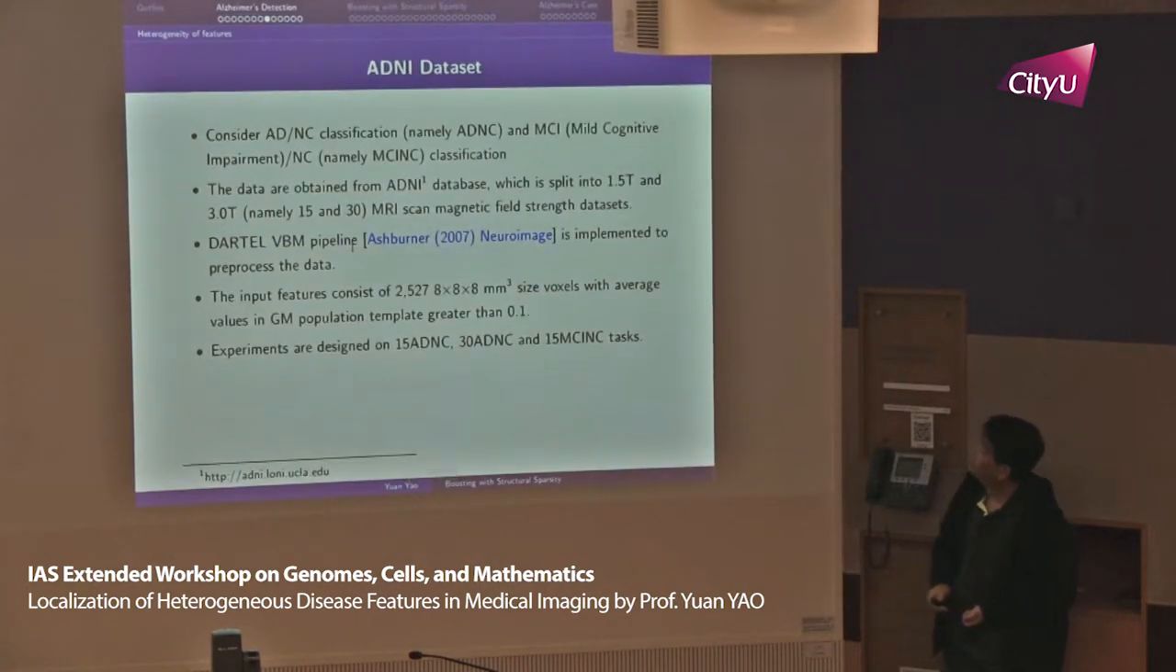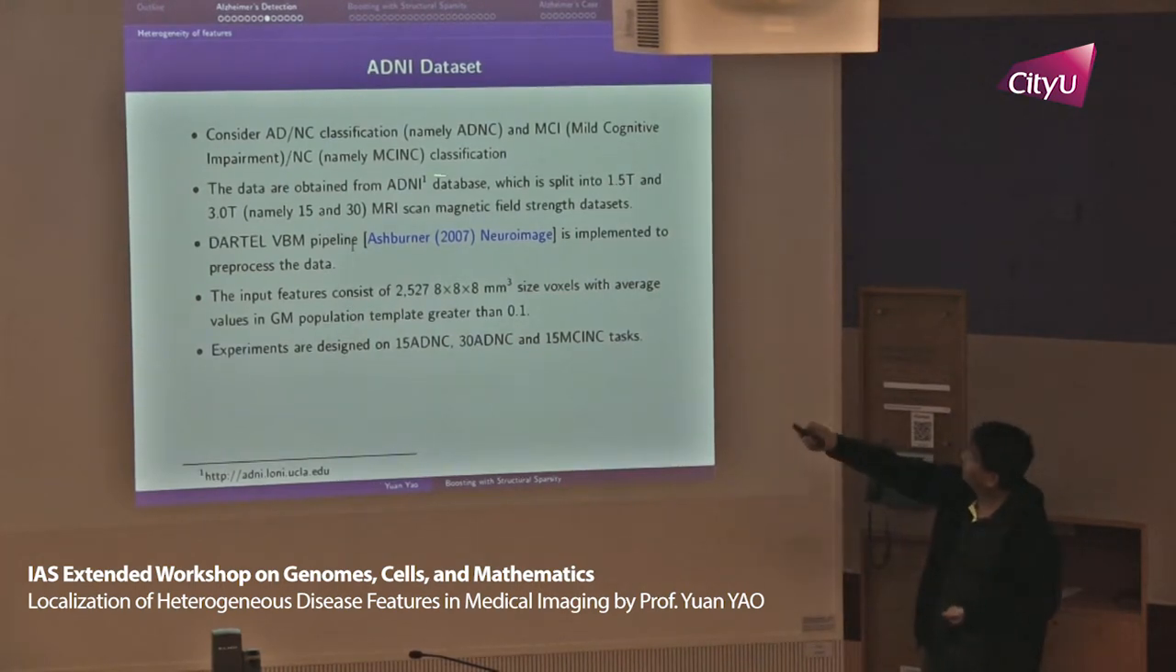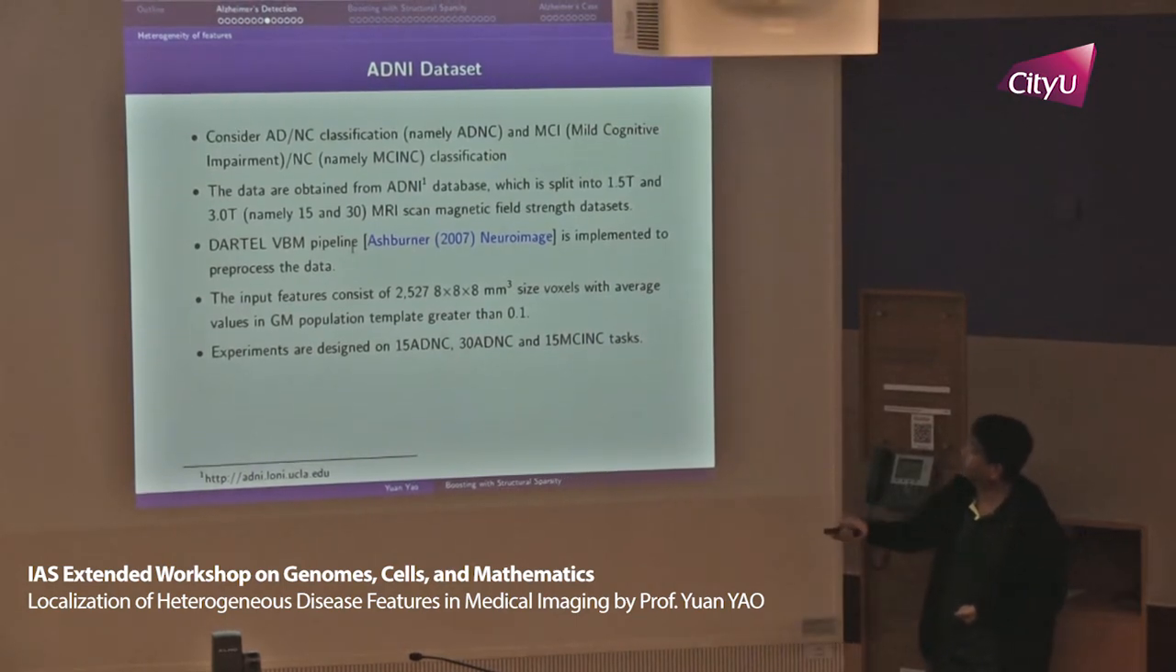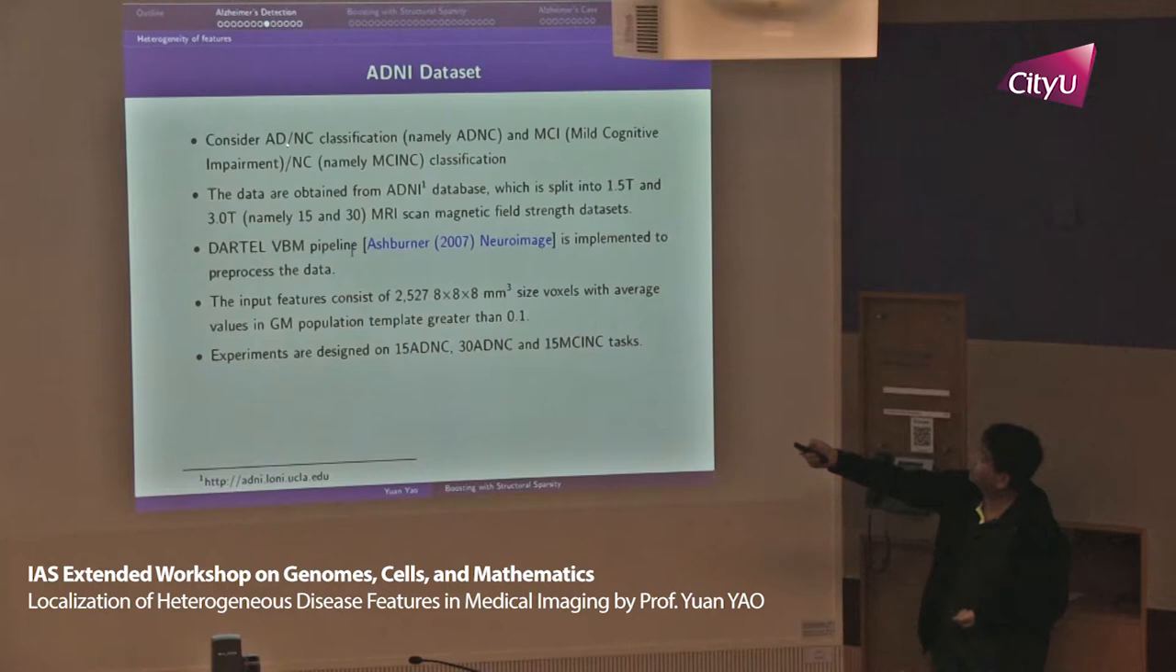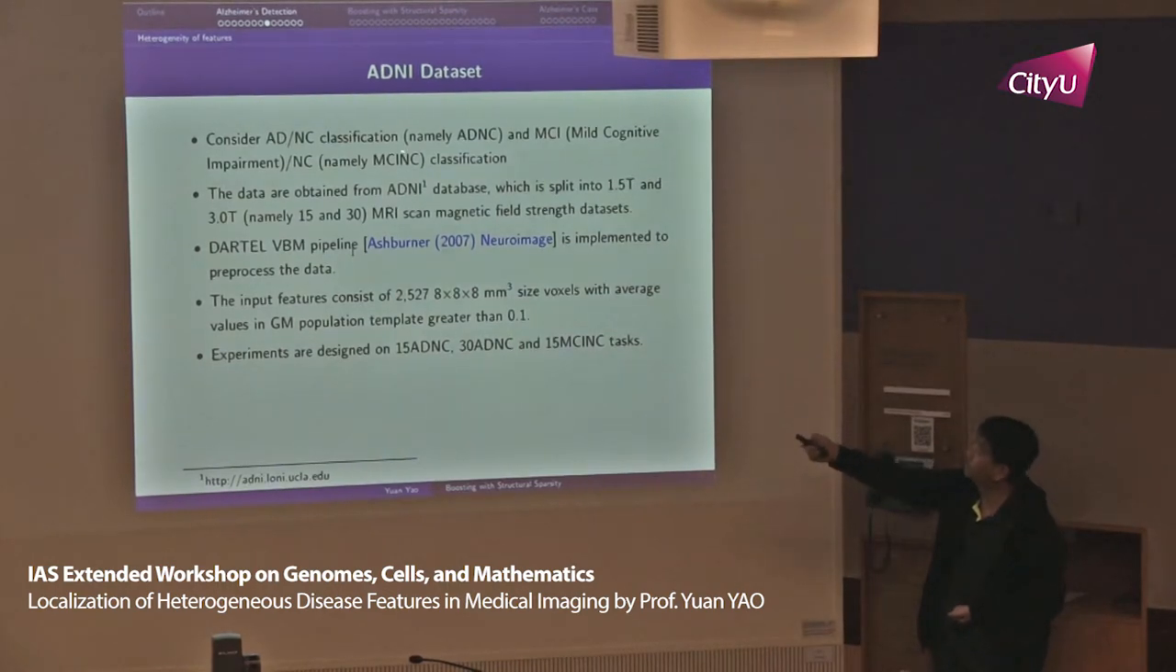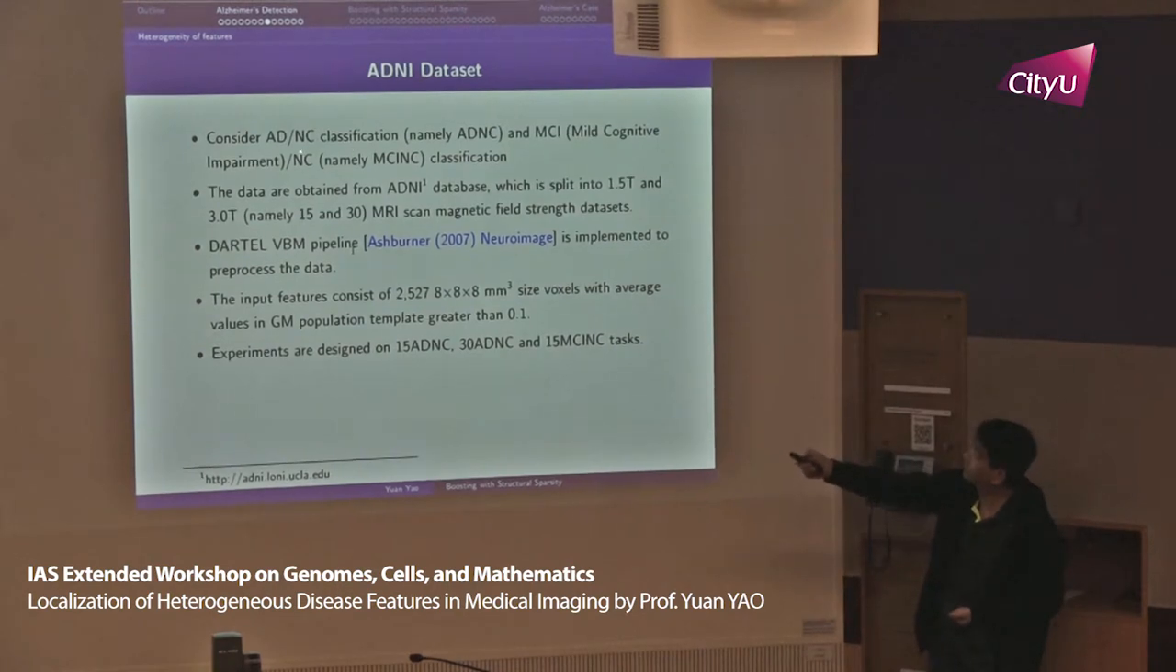So, let's do some experiment first. This is our result with the ADNI data set, collected by UCLA. This data set contains several hundreds of patients, and they can be classified into several categories: normal control, Alzheimer's disease, and MCI, mild cognitive impairment. These are the three classes of patients.